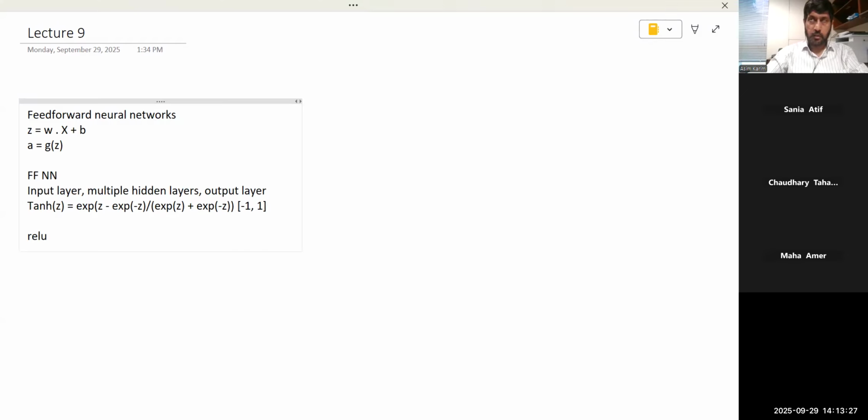So rectified linear unit of Z is simply 0 when Z is less than or equal to 0. Okay? And it is Z otherwise. Meaning that if Z is less than 0, then it is 0. When Z starts becoming positive, it's a linear function with a unit gradient. Gradient is 1.